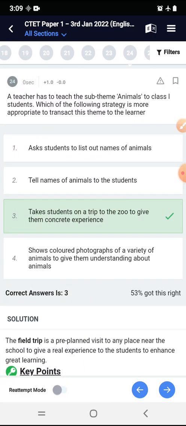A teacher has to teach the sub-theme animals to class 1 students. Which one of the following strategies is more appropriate to transact this theme to the learner? Take students on a trip to the zoo to give them concrete experience.